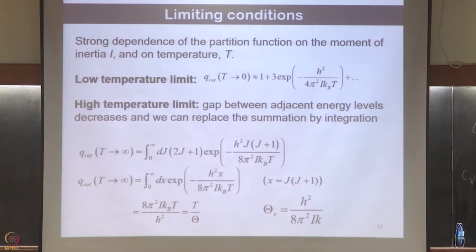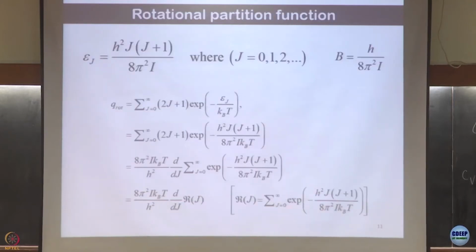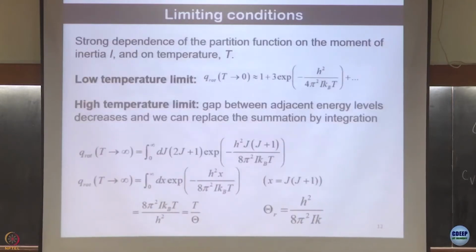High temperature, now the gap between energy levels becomes very small. So, I can now replace this sum by an integral, okay. Is that clear? When things become very close, it's like the translational partition function. I can replace the sum by an integration, and this integration I can evaluate. Anyway, I know that this is d by dJ, and that is trivial to integrate because you just evaluate in the two limits, because the integration is done for you, and then that is this quantity.